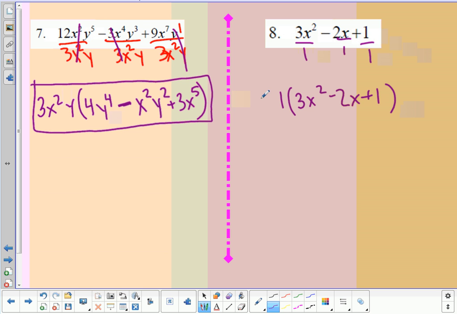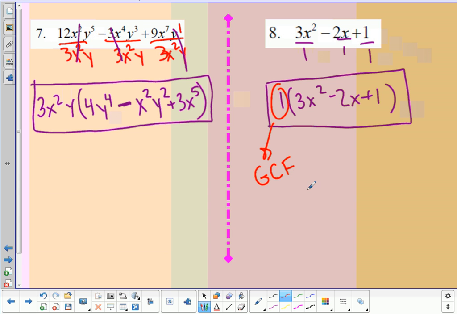Now, that is an important concept for us to think about because 1 is actually a factor. This is a GCF, even though we often don't consider it a factor because dividing and multiplying by 1 doesn't change our answer. 1 is actually a factor, so consider that when you're thinking about GCFs in the future.